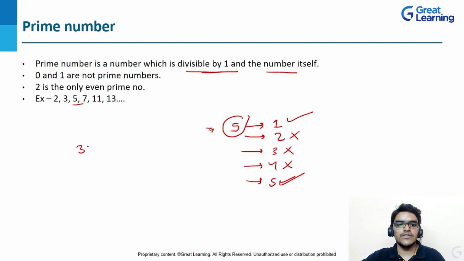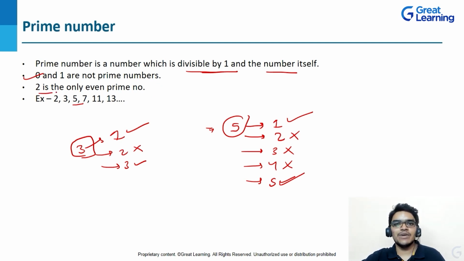Let's take 3, if you want to check whether 3 is a prime number or not. It is divisible by 1. Yes. Is it divisible by 2? No. Is it divisible by 3? Yes. So again, it is a prime number. Now 0 and 1 are not prime numbers, as we know, right? And then 2 is the only even prime number. If you take the example of 2, it is divisible by 1 and it is divisible by 2, right? So 2 is the only even prime number.